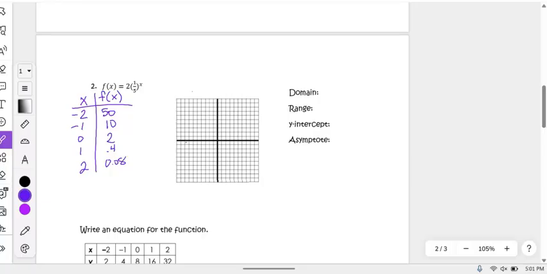So obviously -2, 50, that's not going to work. -1, 10, so 1, 2, 3, 4, 5, 6, 7, 10. And then 0, 2, 1, 0.4, and 2, 0.08. It looks like that. Your domain, again, is all real numbers. Your y-intercept is (0, 2). Your asymptote is y equals 0. So your range is going to be y is greater than 0.